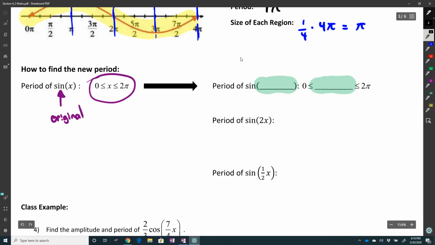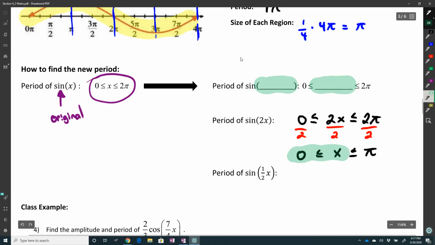So if I say what's the period of sine of 2x, this is just 0 is less than or equal to 2x, because that's the inside. And notice that I can divide everything by 2. And so this gives me 0 less than or equal to x less than or equal to pi. And so if I look at this as my answer, I can see that my period is pi.